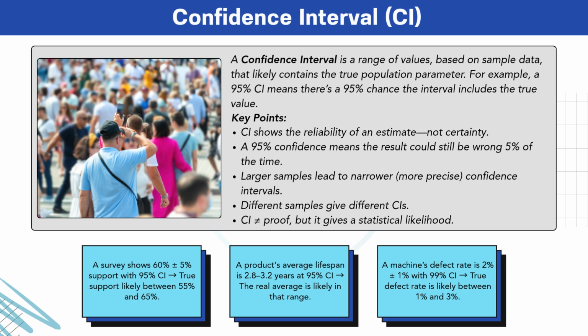Different samples will yield different confidence intervals because each sample is just one possible view of the population. CI does not equal proof. It gives us a statistical likelihood, not a conclusion.